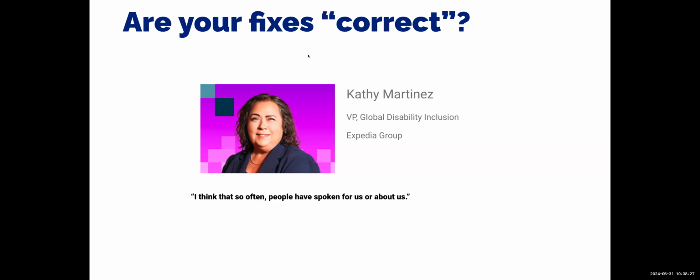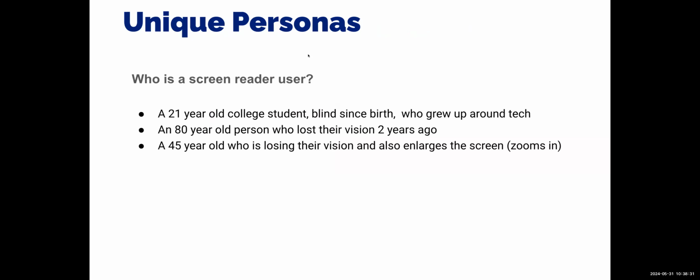As an example, let's ask ourselves, what does a screen reader user look like? It could be a 21-year-old college student who was blind since birth, who grew up around tech. It could be an 80-year-old person who lost their vision 2 years ago, or a 45-year-old who's losing their vision and enlarges the screen or zooms in.